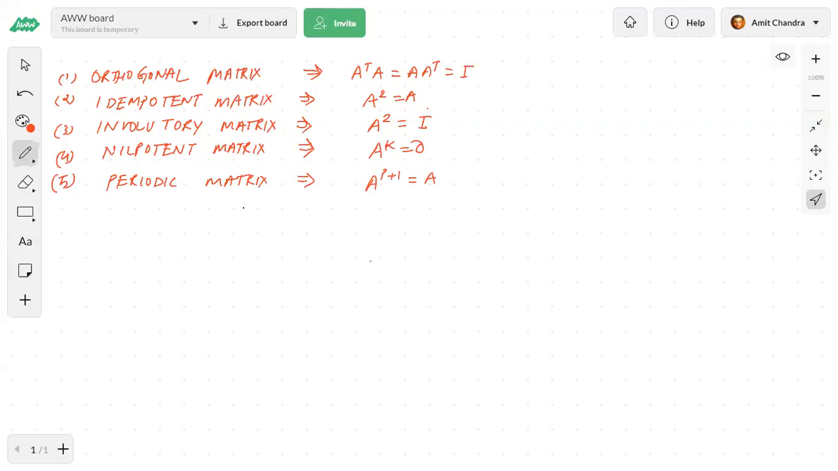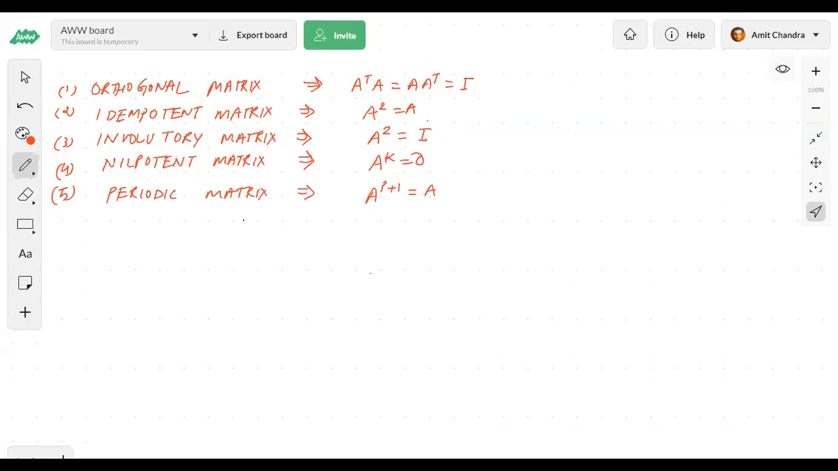So these were the definitions of different kinds of matrices which we have seen yesterday. Now we'll start solving some questions based on these definitions of different kinds of matrices. So let's see.